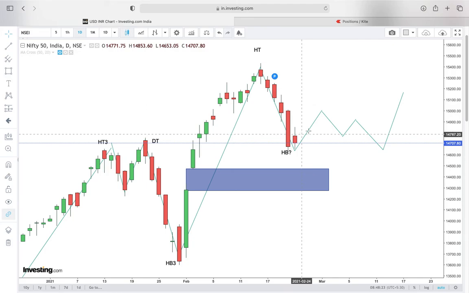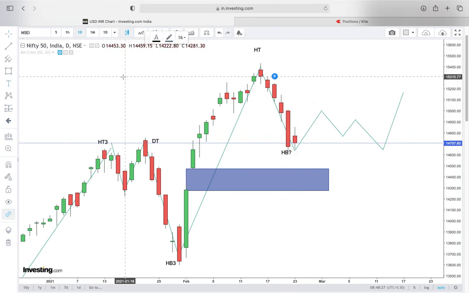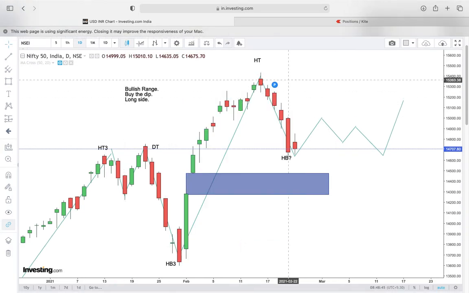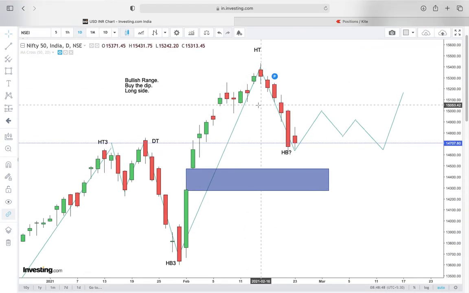Given the nature of this move, our general assumption is that the market is now in a bullish range, and a bullish range needs to be bought on dip, and our focus is going to be on the long side. Obviously, our objective becomes to pick up any security that is now trending strongly relative to the market.